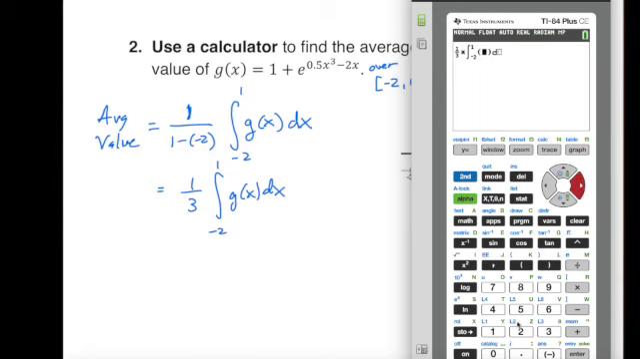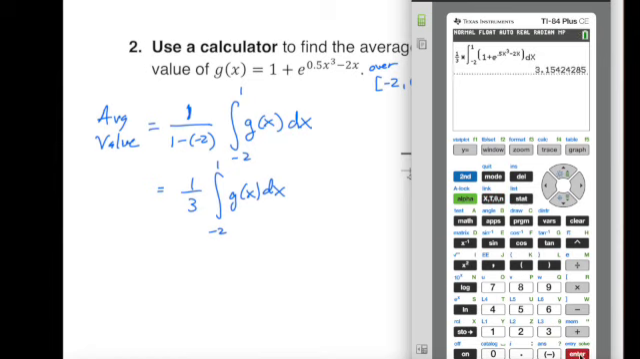Of, and what are we integrating? This is where you have to type the equation, 1 plus e to the 0.5 x to the third minus 2x, that's all in the exponent there, and with respect to x there on the end.